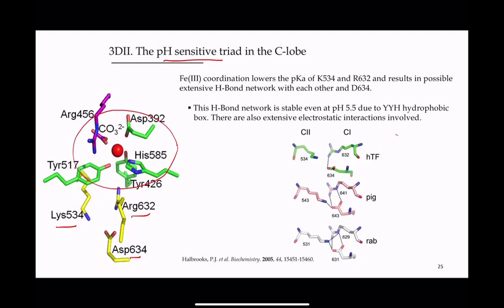And so what I have on the right here are crystal structures for that triad, so the 3 different amino acids, as you can find them in the human protein, in the pig protein, and the rabbit protein. All right, so there are differences.